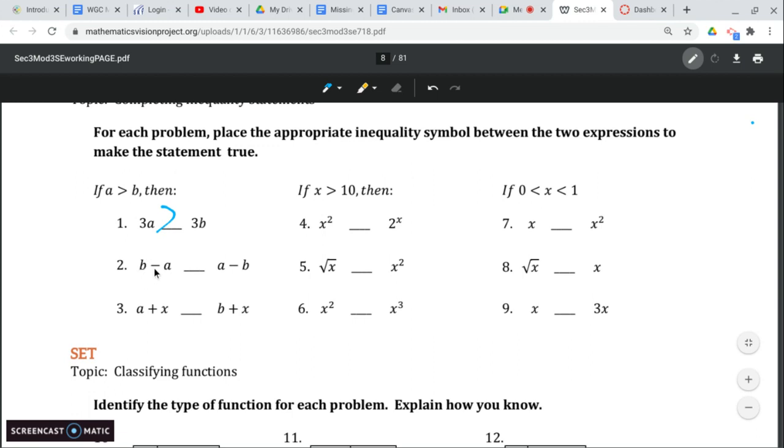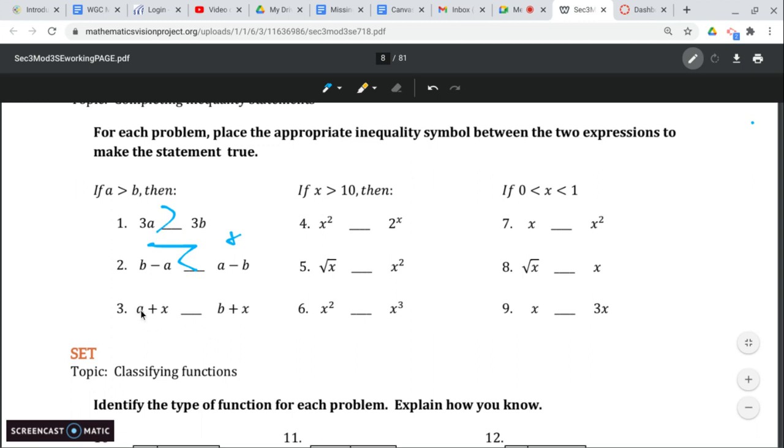Here we're taking B minus A and then A minus B. So if A is greater than B, when we take A minus B, assuming we have positive values, depending on how far apart they are, we're going to end up with a positive number here. But if A is bigger than B and we're taking B minus A, most likely we're going to end up with a negative number here. So the inequality will be less than.